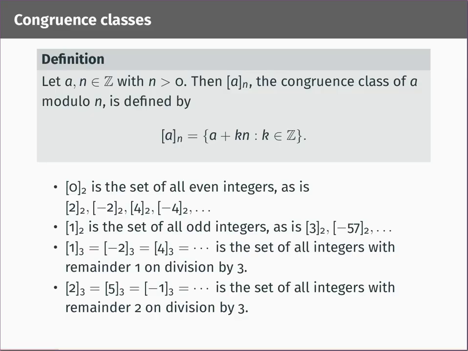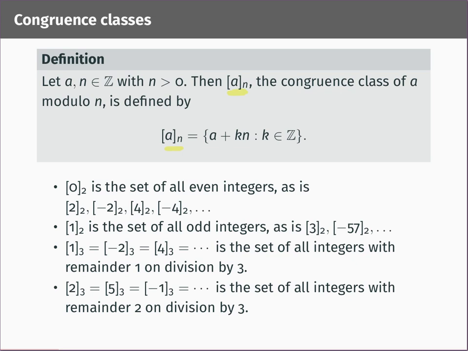Anyway, let's begin with the definition of a congruence class. So we're going to take an integer a and a positive integer n. Then we define the congruence class of a modulo n, which we write like this, in the following way. The congruence class of a modulo n is equal to the set of all integers which you can get by adding a multiple of n to a.